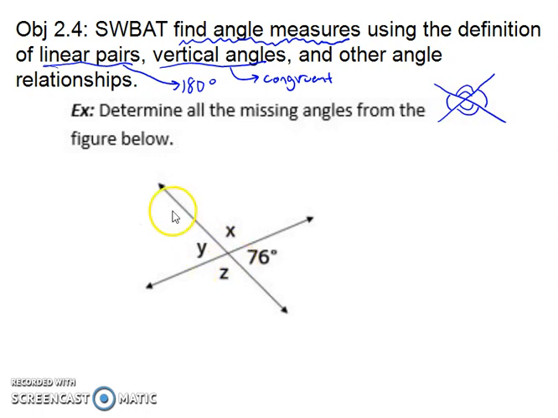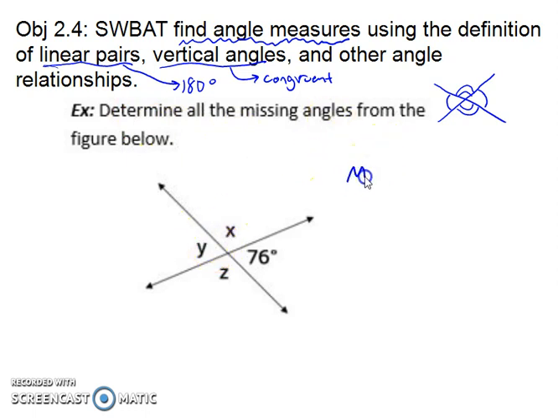So when you have two lines or segments that cross each other, you end up with pairs of vertical angles and linear pairs. So in this case, as I said, the two single mark angles are vertical and the two double mark angles are also vertical. And then the single and the double together make a linear pair, and then the same thing as you go around those angles. So in this example, determine all the missing angles from the figure below.